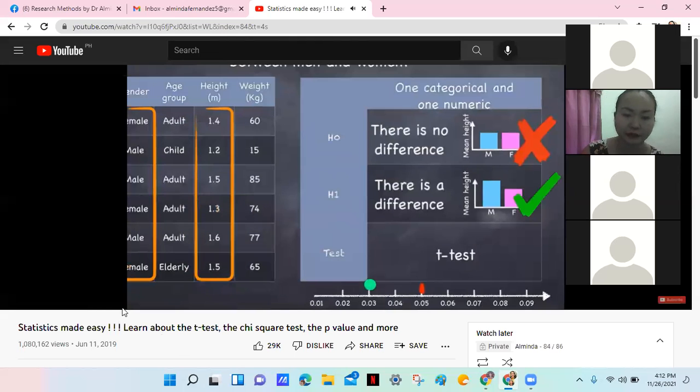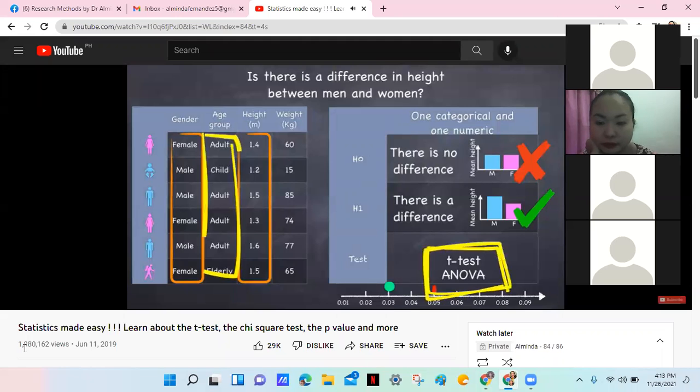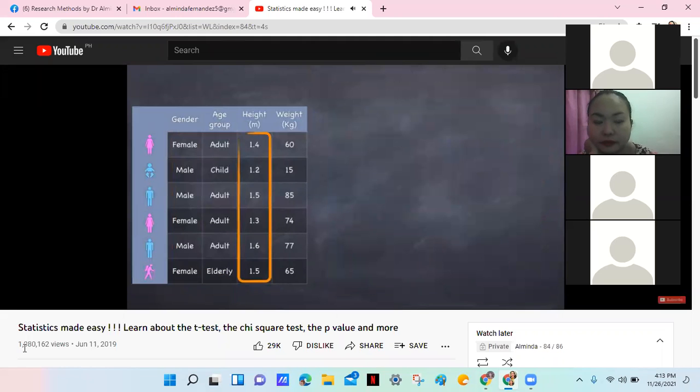If we had a categorical variable with more than two categories, like age group that's got 3 categories, then instead of doing a t-test, we would do an analysis of variance, or ANOVA. Now let's look at the last combination of variable types in this data set, 2 numeric variables, height and weight.